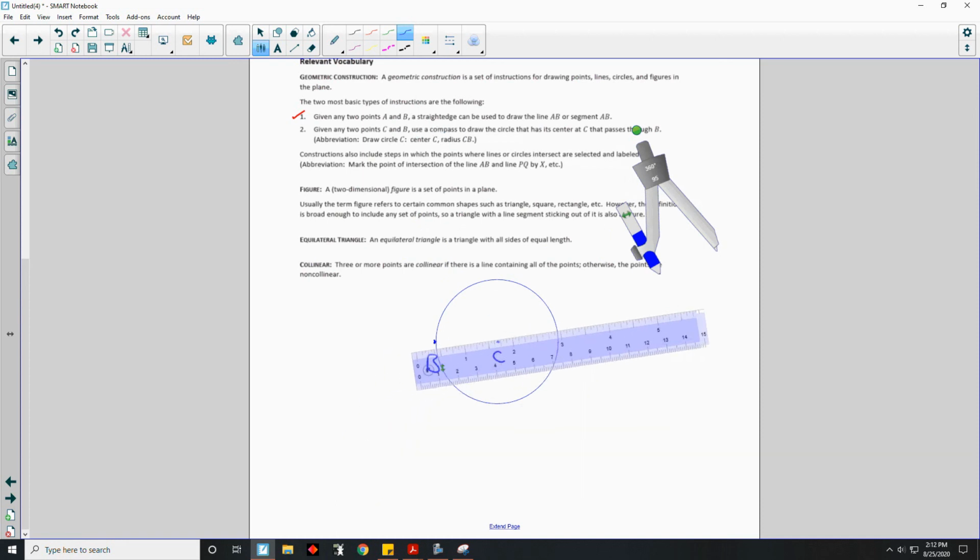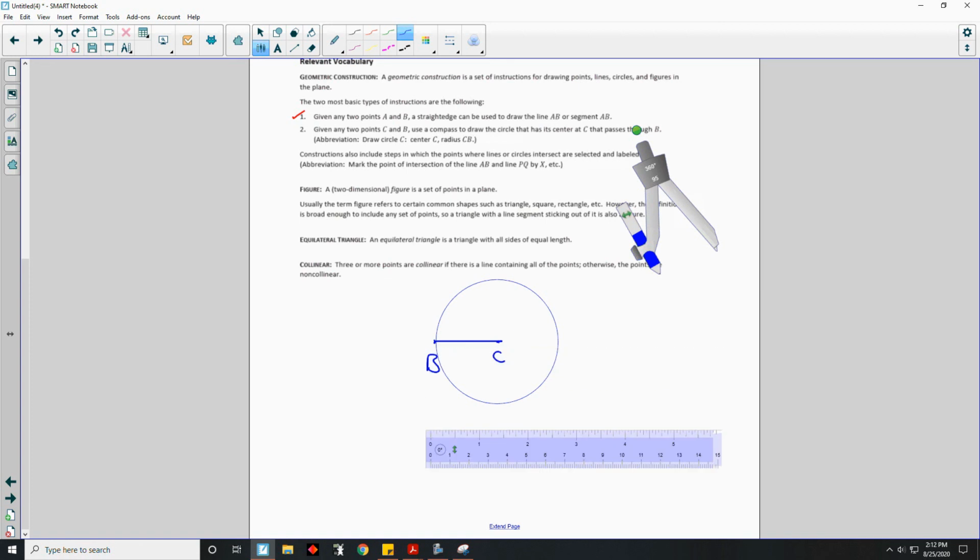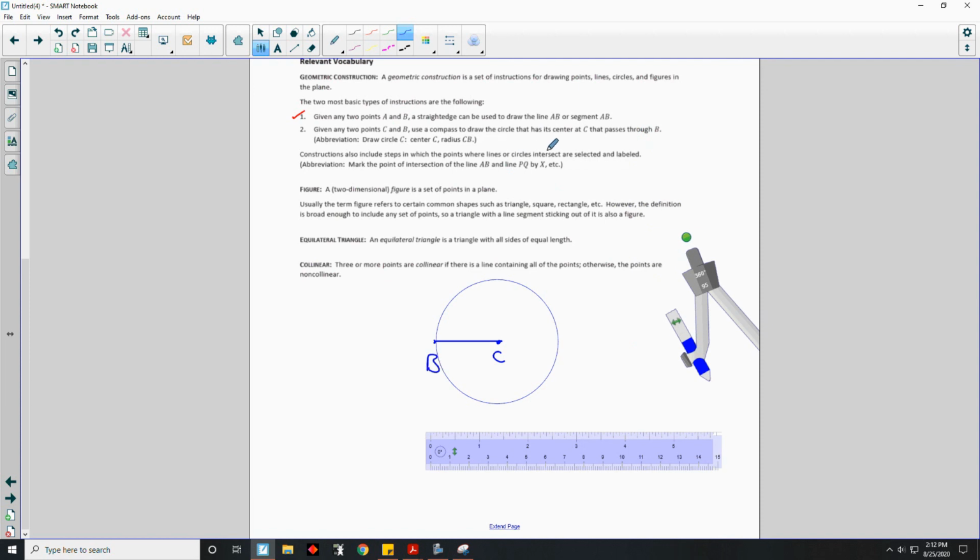So if I wanted to draw the radius now, I would just put my ruler here, rotate it to the center, and draw this segment to C right here. There is radius CB. Okay, so there we have it. Constructions also include steps in which points where the lines or circles intersect are selected and labeled. Abbreviation: mark the point of intersection of line AB and line PQ by X, etc.